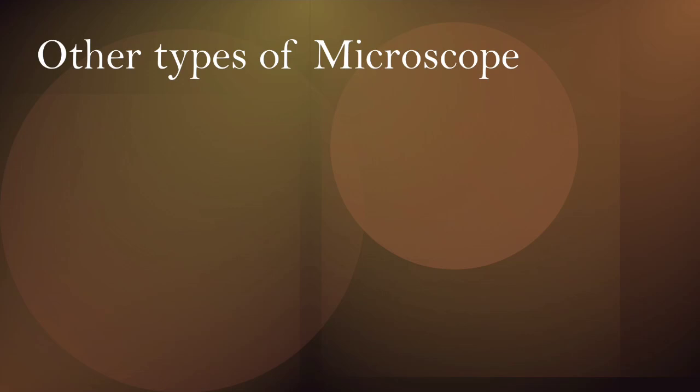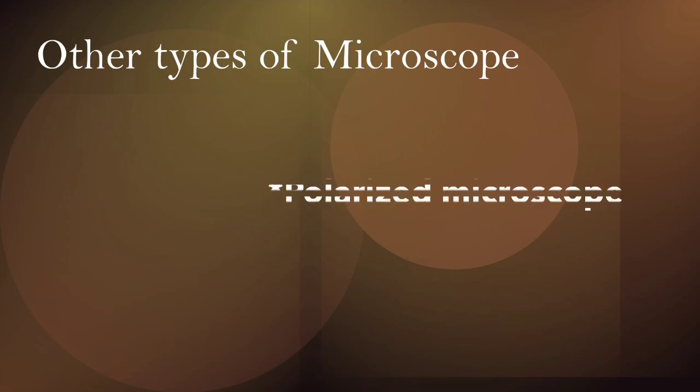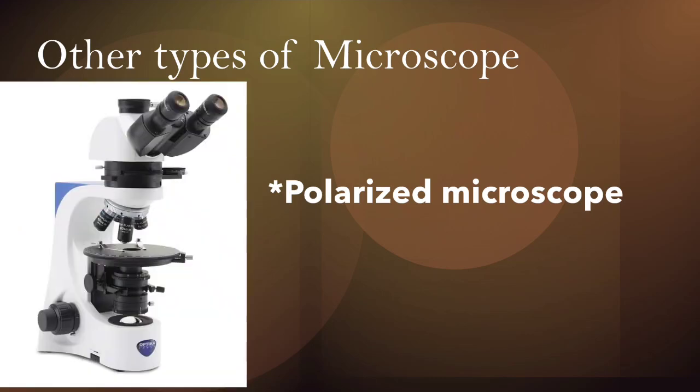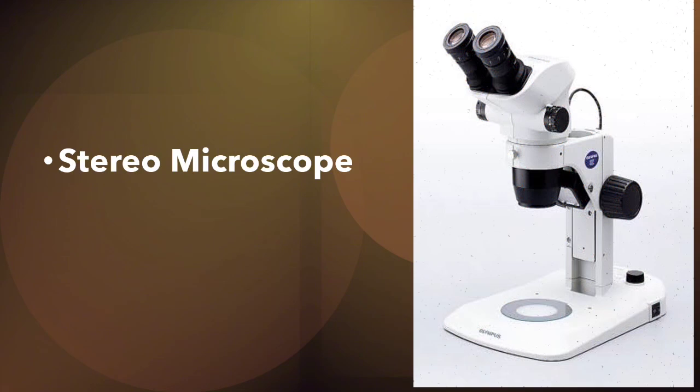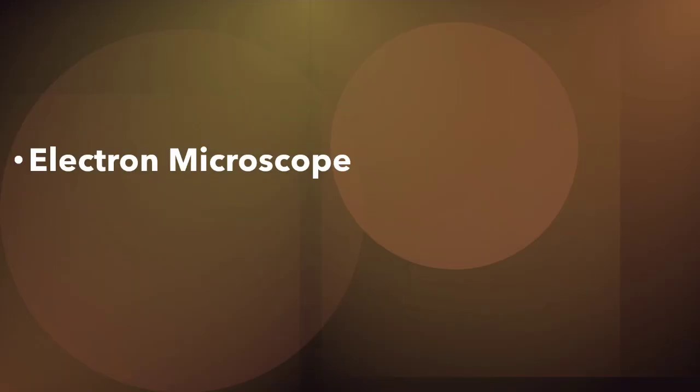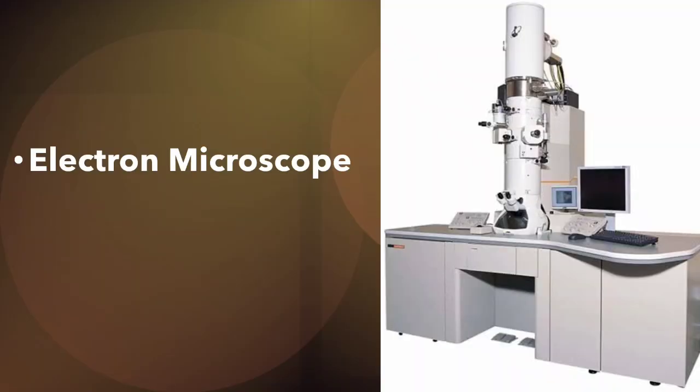Now let's look at other types of microscope. We have other types of microscope. The very first one, we have the polarized microscope. This is how it looks like. We have other microscopes too. We have the stereo microscope. Look how it looks like. This is the stereo microscope, and next is the electron microscope. This is how it looks like.